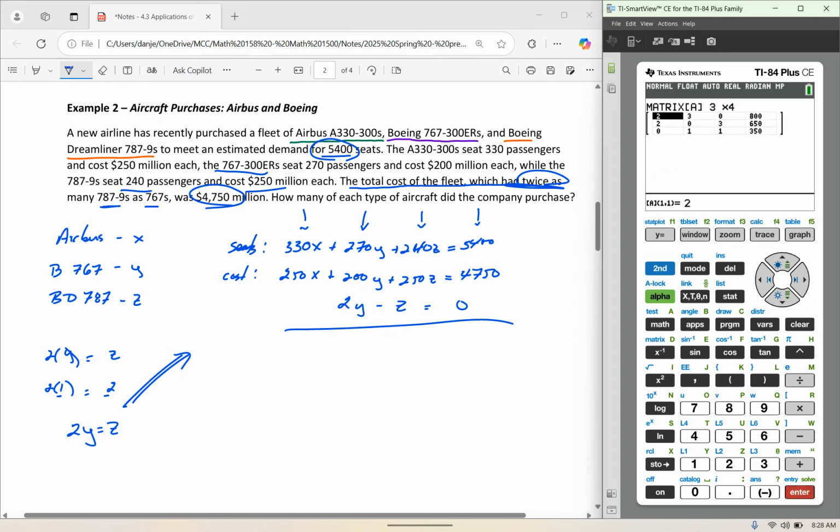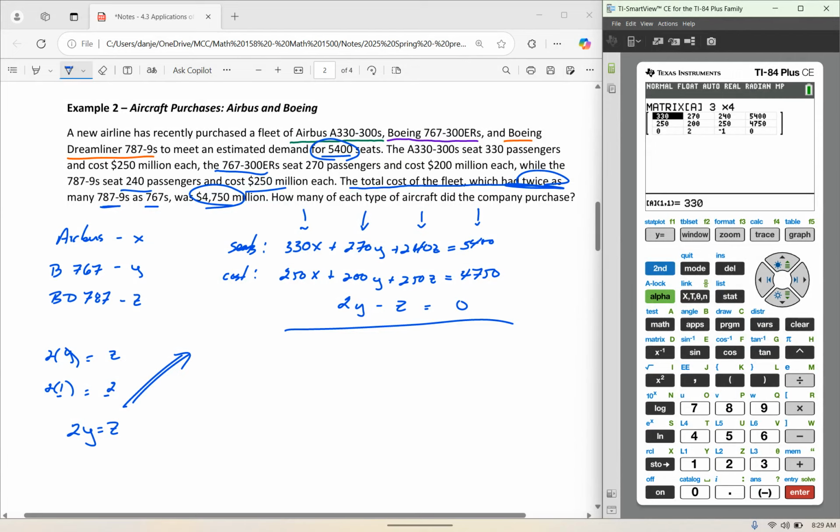which is still a 3x4 matrix, with 330x, 270y, 240z, 5,400, 250x plus 200y plus 250z equals 4750. Now this third line, you got to be careful, it's 0x plus 2y minus 1z equals 0.